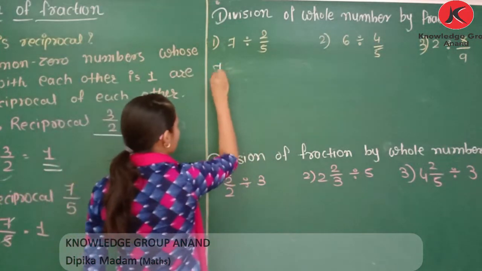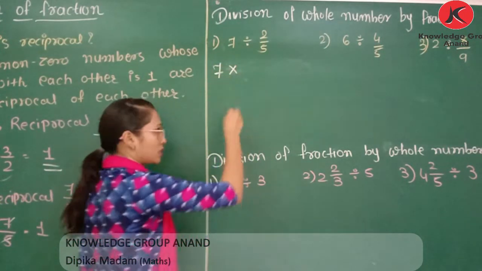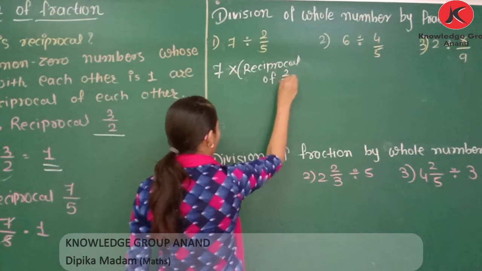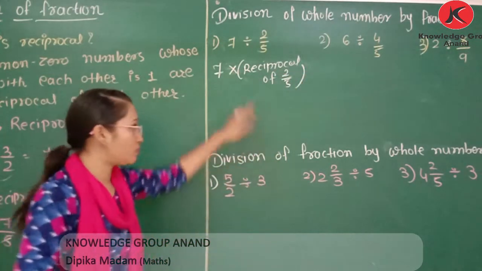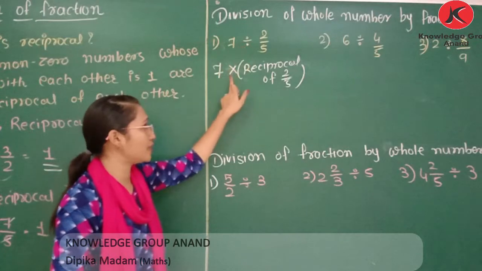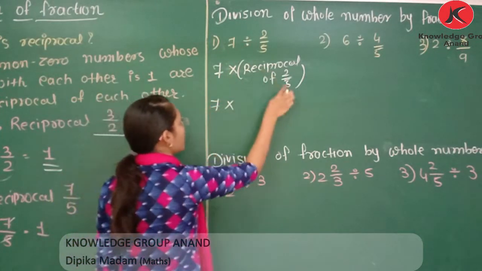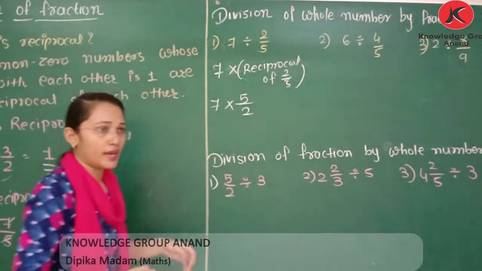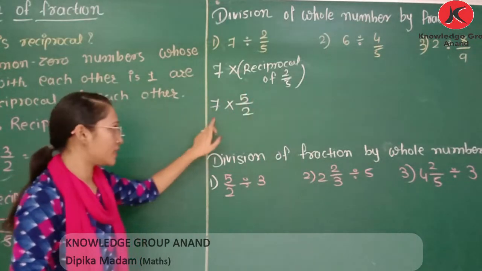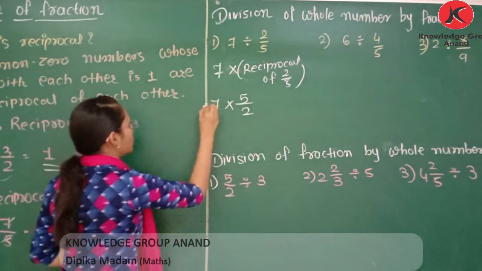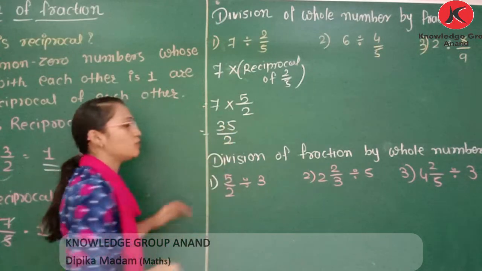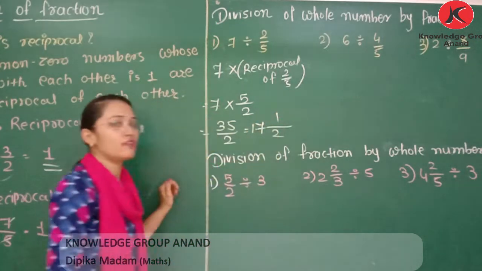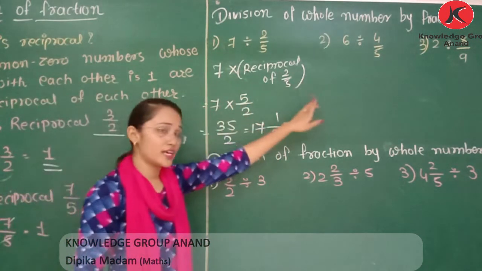Same here: division will be converted into multiplication by writing the reciprocal of the next number. So we can write 7, division becomes multiplication by writing the reciprocal of 2 by 5. So 7 multiplied by the reciprocal of 2 by 5, which is 5 by 2. Now multiply numerator with numerator. Here 7 is multiplied with 5, so 35 by 2. Convert this into a mixed fraction. So it is 17 1 by 2. Clear?